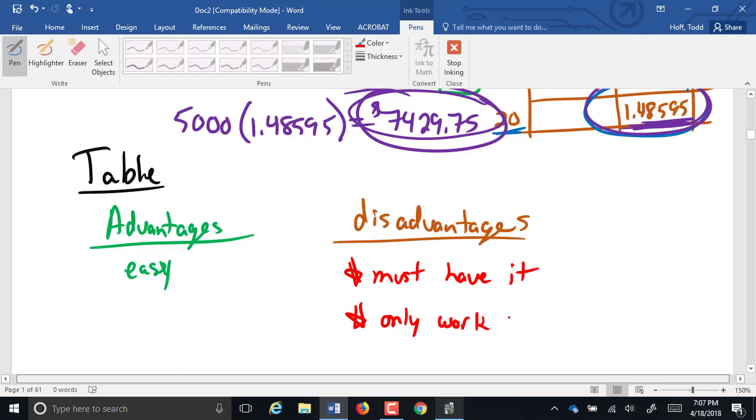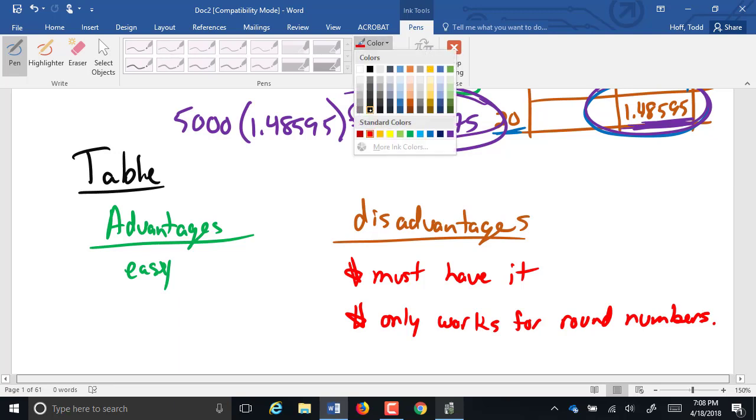The second disadvantage is it only works for round values, round numbers. What do I mean by that? Well, if this was 7% compounded quarterly, 7 divided by 4 is 1.75. Do you see that column, 1.75%? No, they don't have that on there, do they? So it only works for numbers that are going to give us a nice round percent when we divide them out. Also, it only goes up to 30 periods. That's also an issue. The formula will always work, no matter what the numbers are. This table only works for specific values.